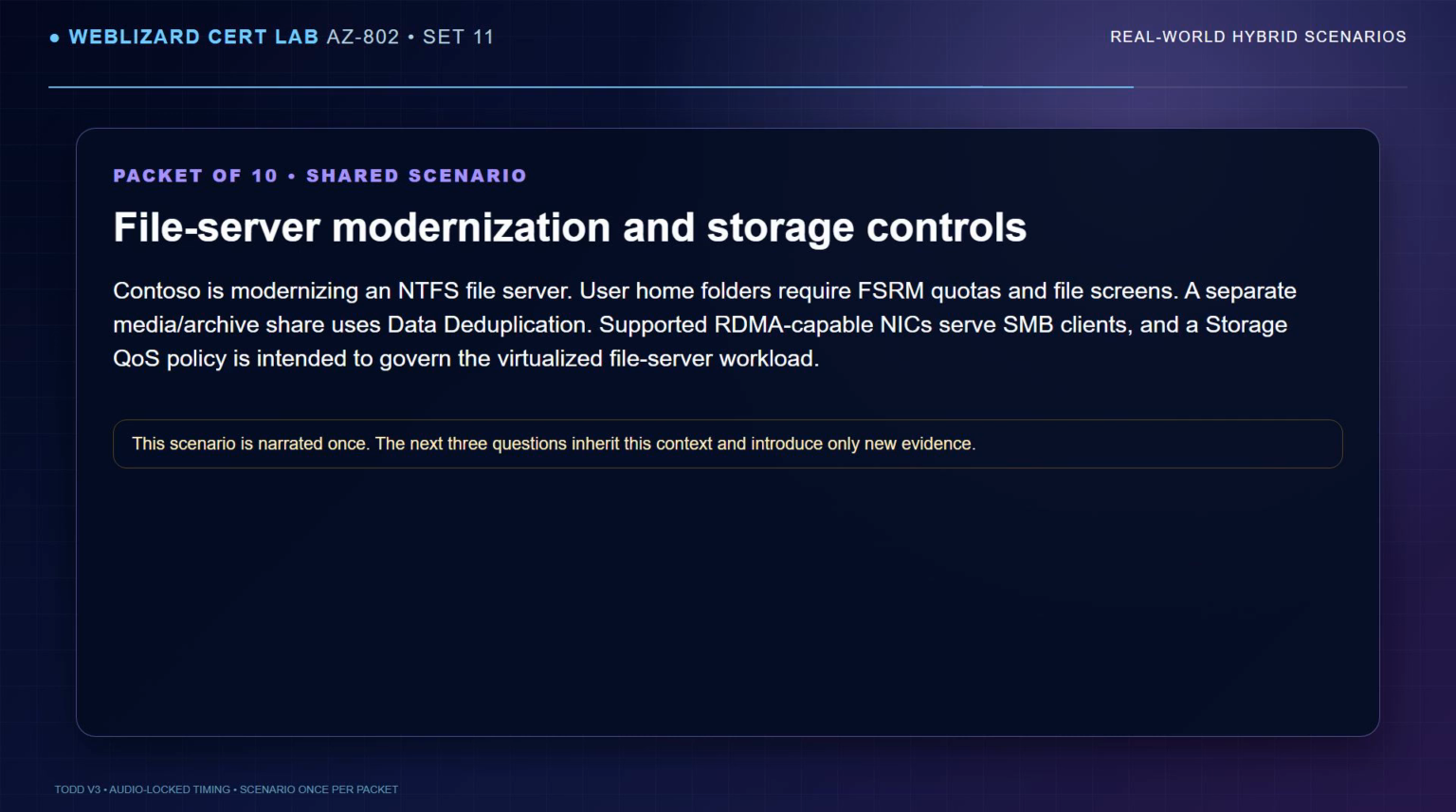Packet 9. File server modernization, and storage controls. Contoso is modernizing an NTFS file server. User home folders require FSRM quotas and file screens. A separate media/archive share uses data deduplication. Supported RDMA-capable NICs serve SMB clients, and a storage QoS policy is intended to govern the virtualized file server workload.